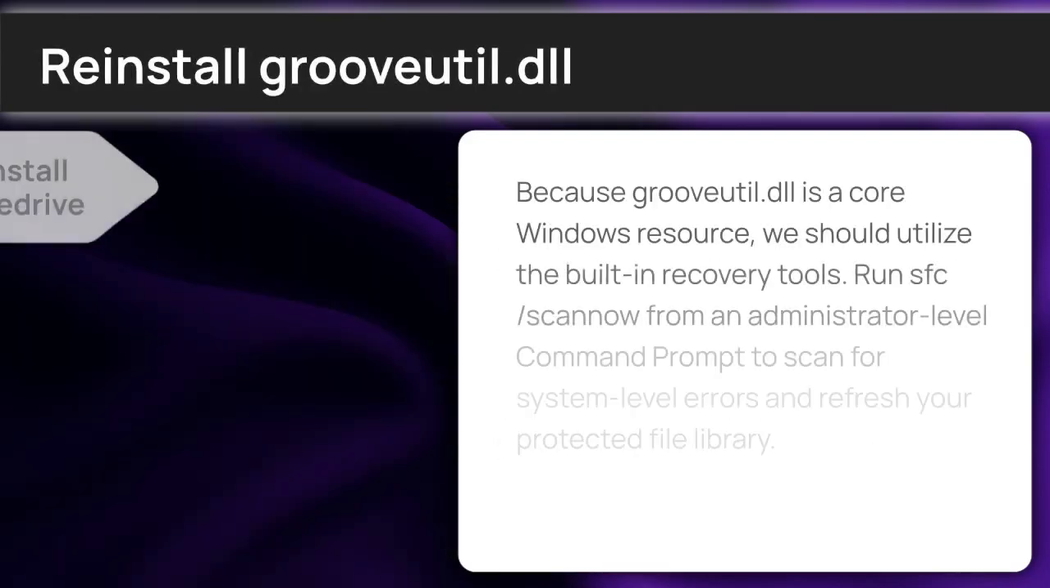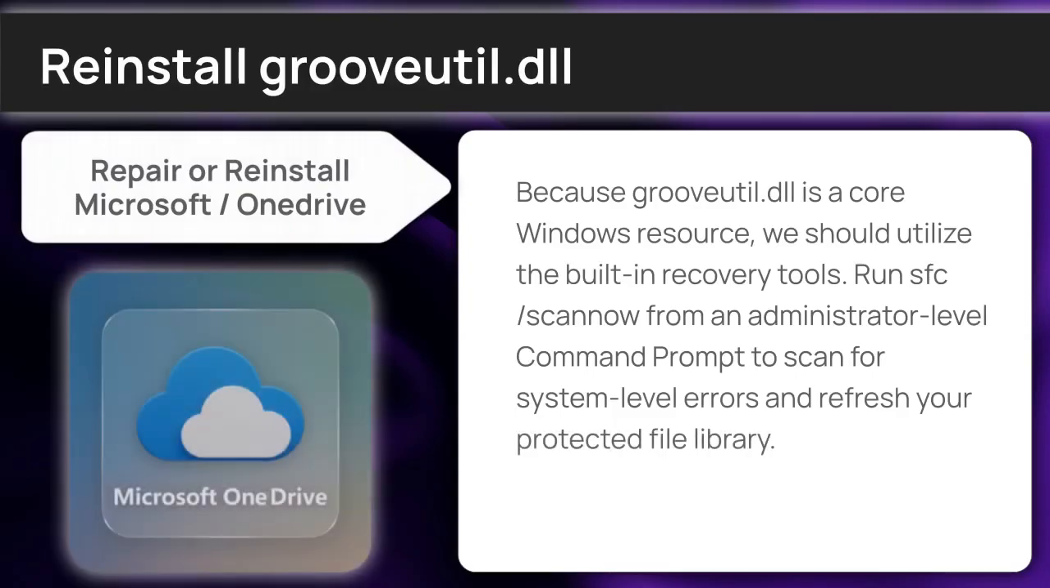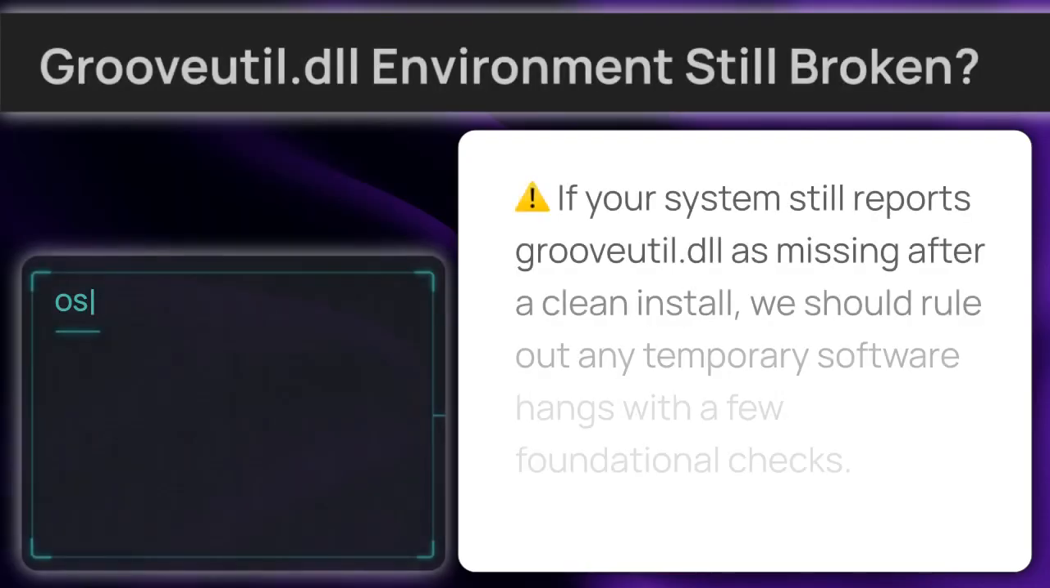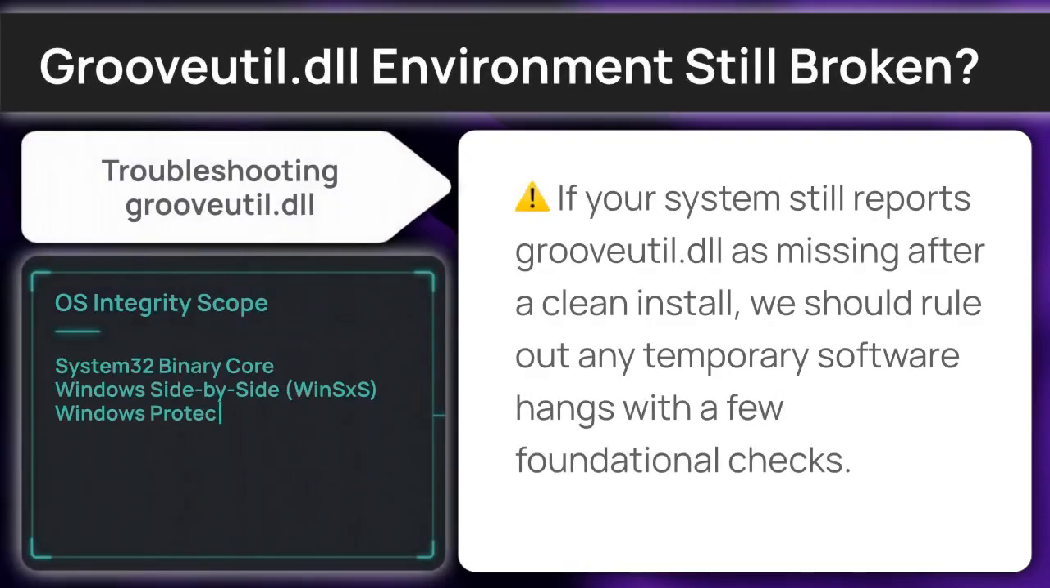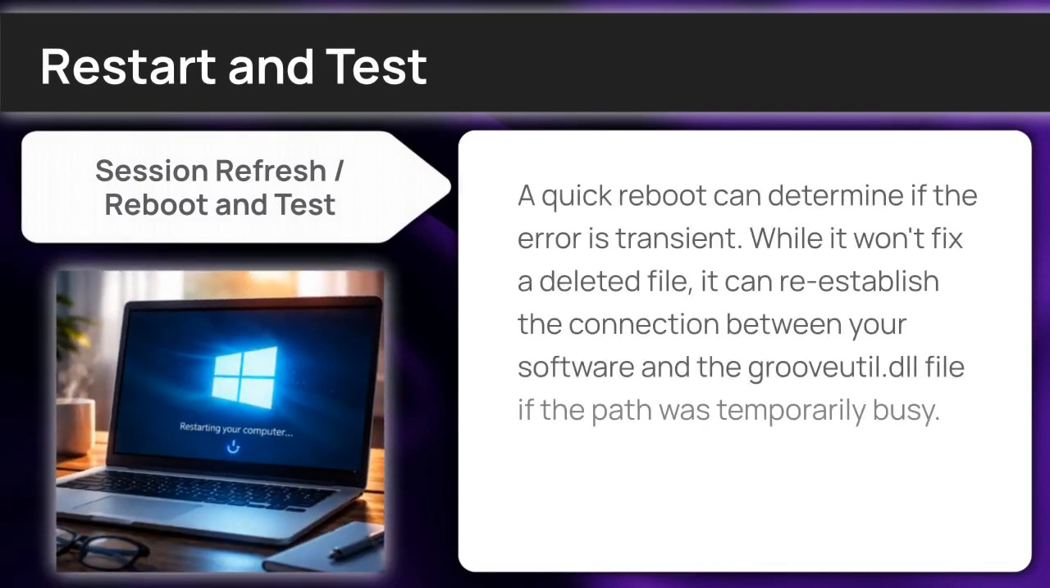Because Grooveutil Library DLL is a core Windows resource, we should utilize the built-in recovery tools. Run sfc /scannow from an administrator-level command prompt to scan for system-level errors and refresh your protected file library. Should the file remain missing after a reinstall, we need to ensure that the operating system is forced to re-index its shared library paths.